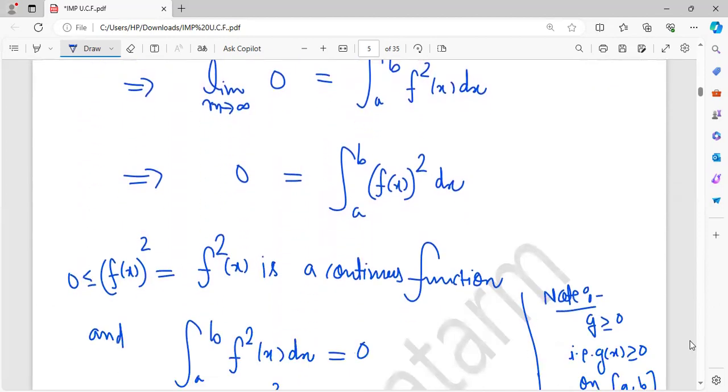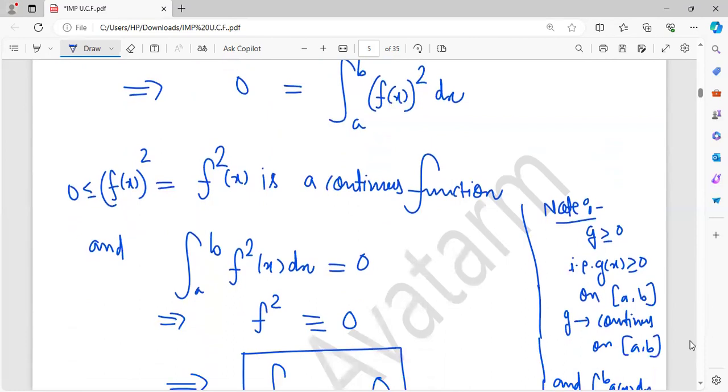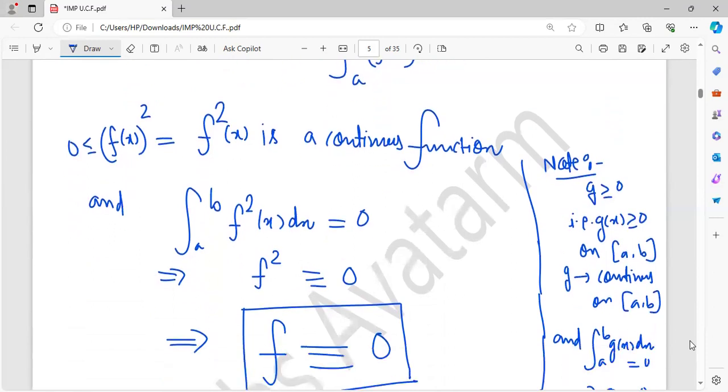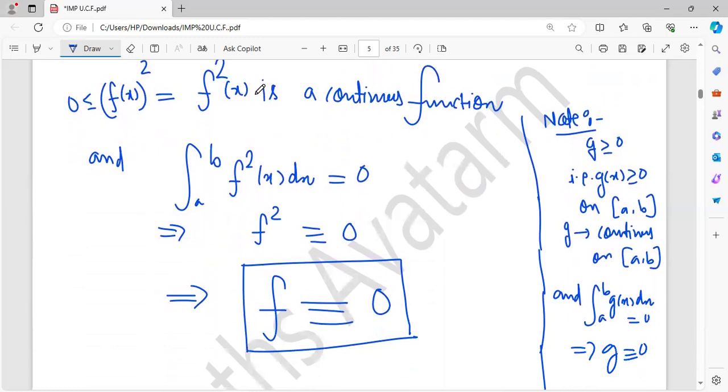Now f square is a continuous function and it is non-negative, and we have a result: if you have a non-negative continuous function on a closed interval and its integration over [a,b] is equal to 0, then the function has to be 0. So by that property, f square is a 0 function. So by taking the square root, you get f is equal to 0.